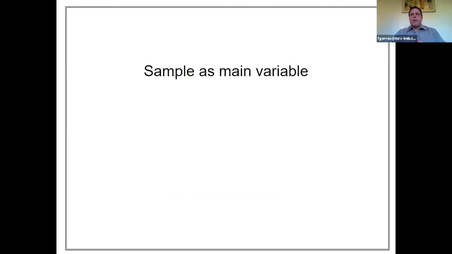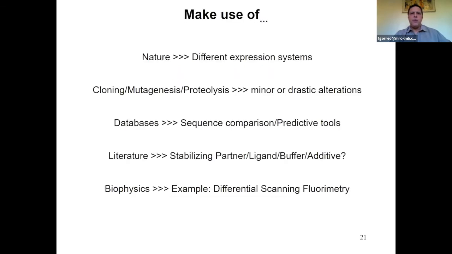Now, before anything else, crystallization is to work on your sample. And the sample can be considered as the main variable. I'm going to go through different aspects, not all of them, but just to say that you need to make use of nature, basically. So we'll usually try different expression systems that can make a radical difference in the behavior of your sample later.